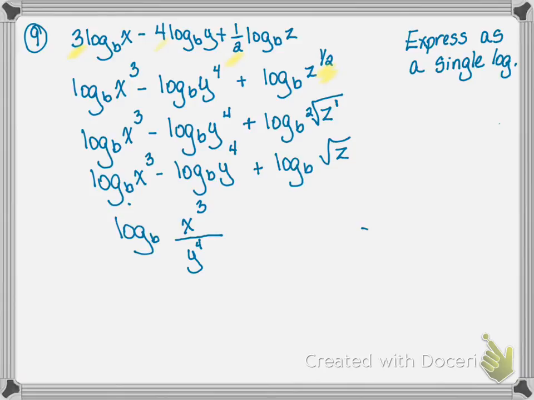Now, our square root of z actually goes in the numerator, and that's because of this addition sign right here. Okay, that's why it goes in the numerator. It does not go in the denominator. Had that been a subtraction sign, then we would put it in the denominator. But because of that plus sign, it goes in the numerator.